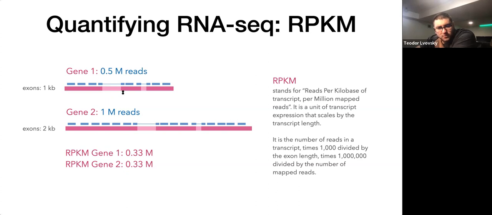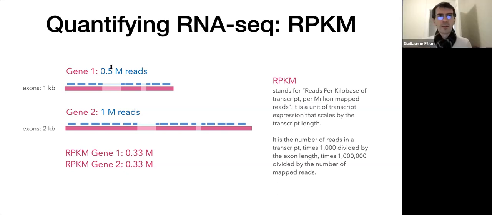Okay, so you do 1 million reads divided by 2 kb, so that gives you 0.5 again, and you divide by the same number, which is 1.5 million. So both of them have got the same expression, and that's the purpose of this unit. We want to say that if the gene is a bit longer or shorter, that should not matter for the expression. What should matter is the number of reads, or concentration of reads, per unit length of the transcript.